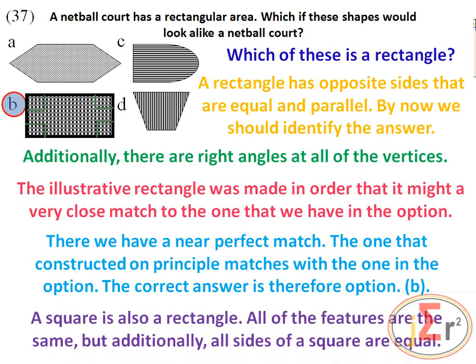A square is also a rectangle. All of the features are the same. So all of the features of a square are the same as all of the features of a rectangle. But additionally, all sides of a square are equal.